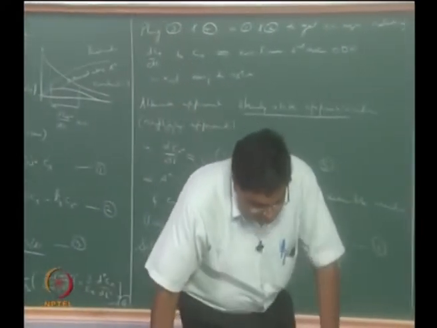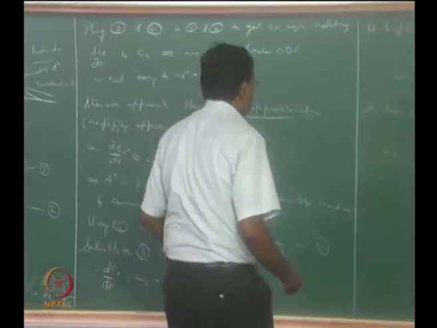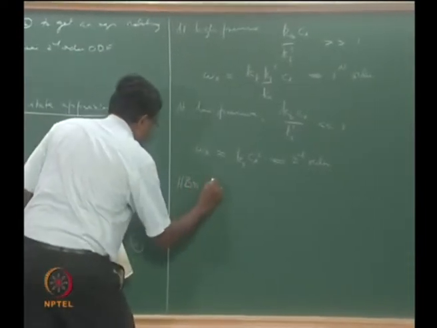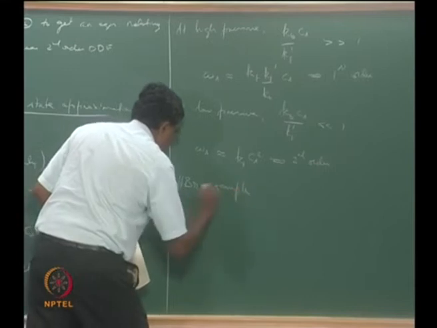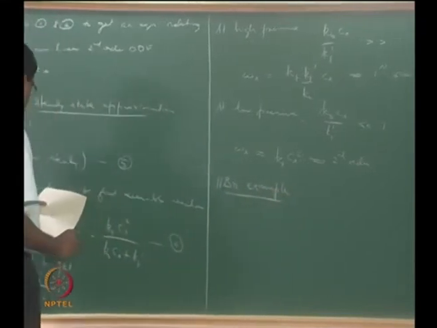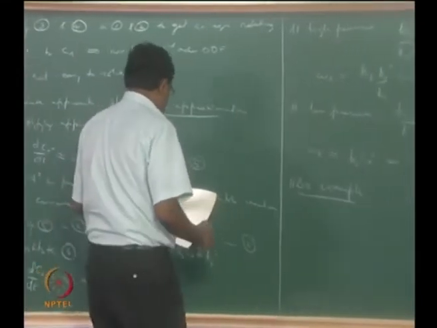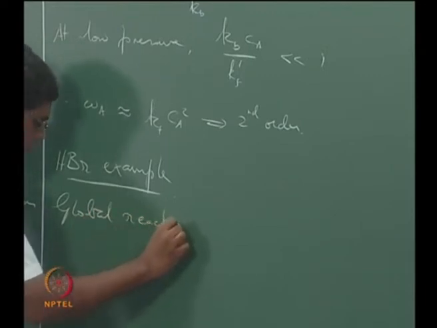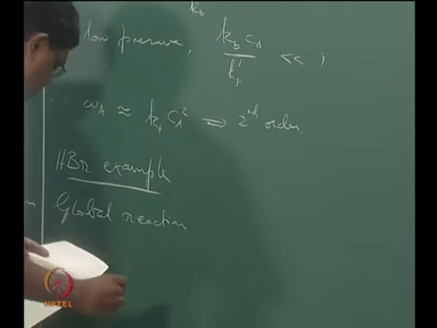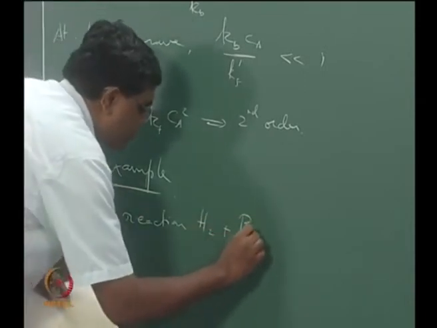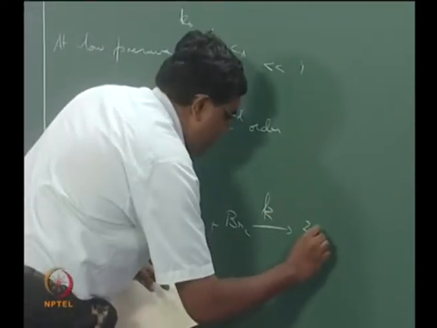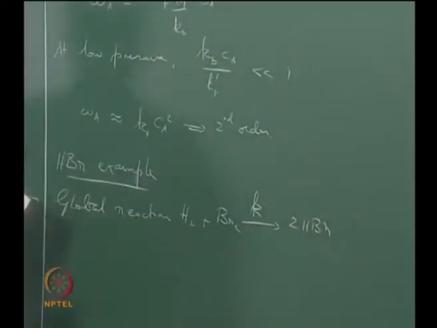Good. Then let's now try to see how this works in the case of the HBr example. Now let's look at the global reaction. The global reaction: H2 plus Br2 gives twice HBr, right?